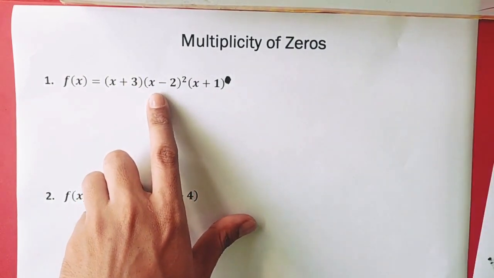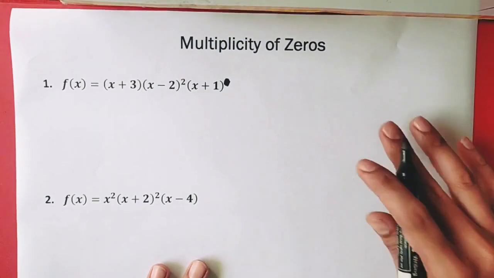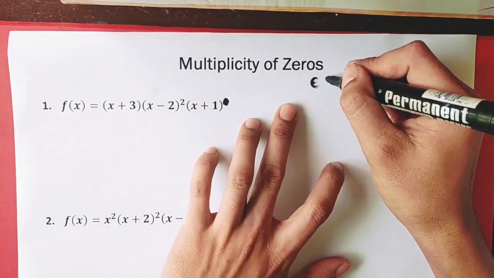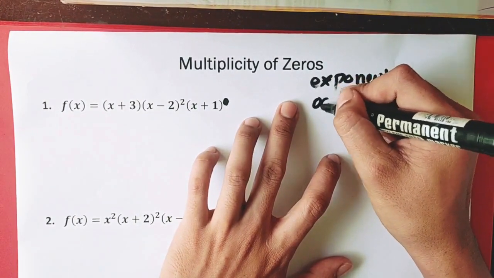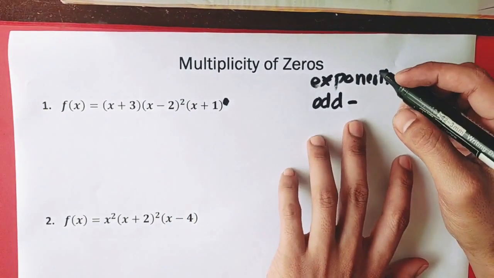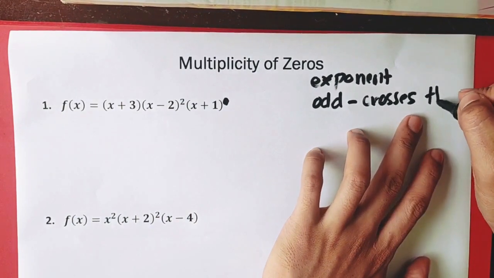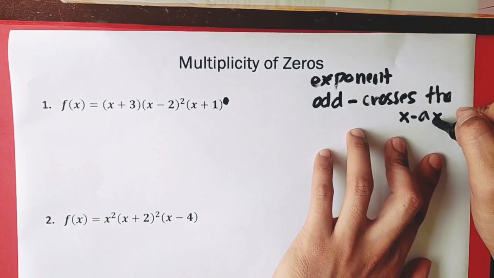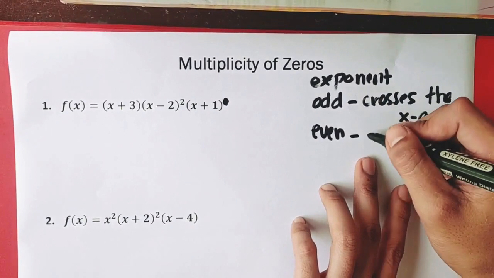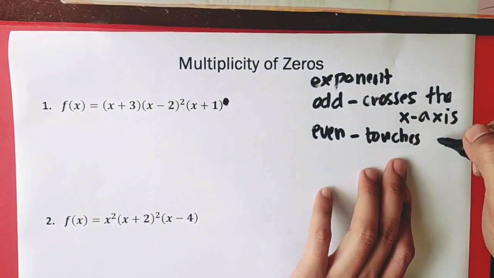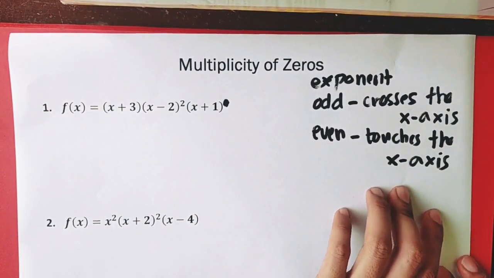Now, how do we determine the multiplicity of zeros? We will just make use of the exponents here. If the exponent is odd, the graph crosses the x-axis. If the exponent is even, it touches the x-axis. Okay.